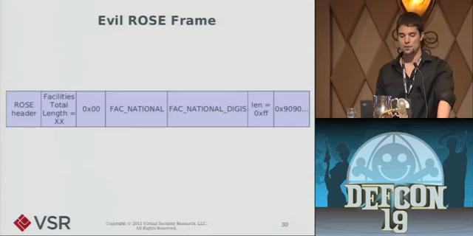This is what the frame looks like. You have your header, total facilities length, which didn't actually matter, a null byte. FAC national is the specific type of facility. FAC national digis is the vulnerable facility itself.